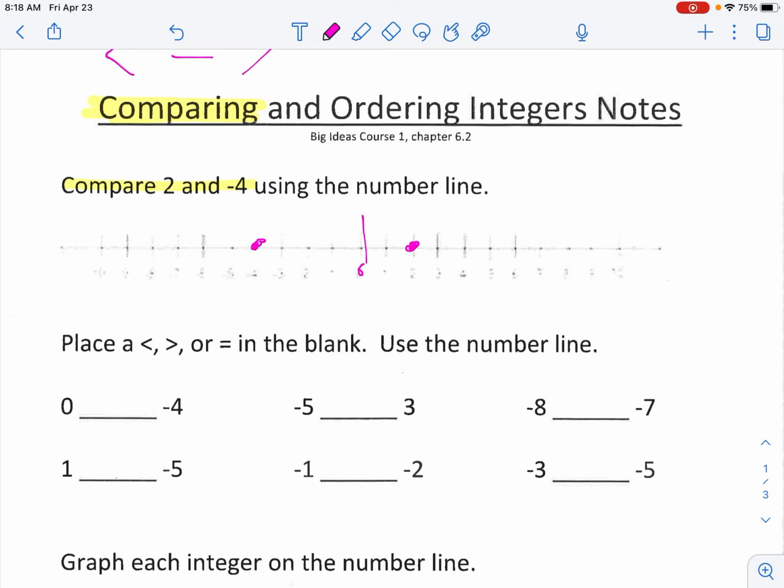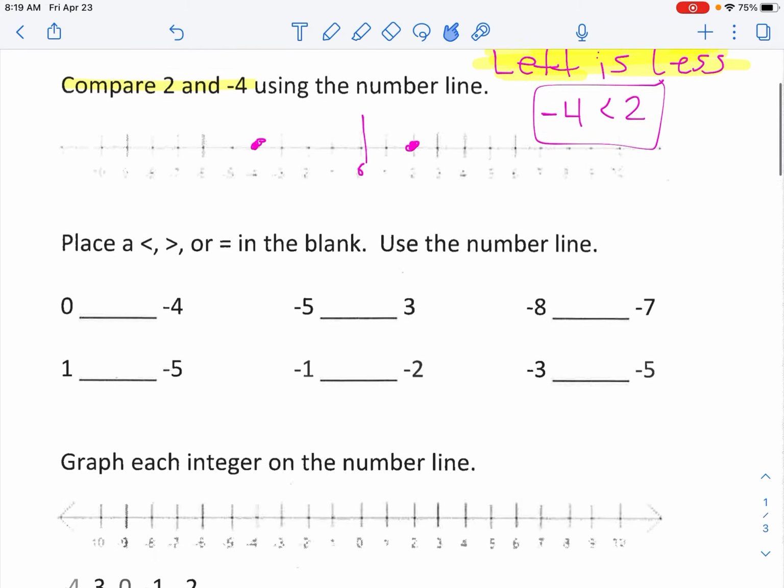What I want you to write up here is: left is less. If you can remember, left is less. This chapter should be pretty simple. Anytime a number is to the left of another number, it's always less than. So when it says compare those two numbers, our answer would say -4 is less than 2, because -4 is to the left.